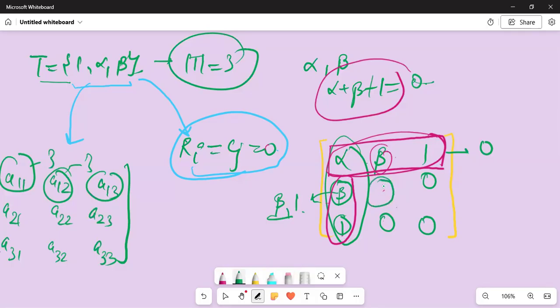So can I put alpha here? Can I put alpha here? But that is also a problem because if I put alpha here, then I'll have to put 1 in the last position here. But that is also a problem because 1 is already present in the third row. So here it is 1, and beta is already occurring in the second row. So I'll have to put alpha here.